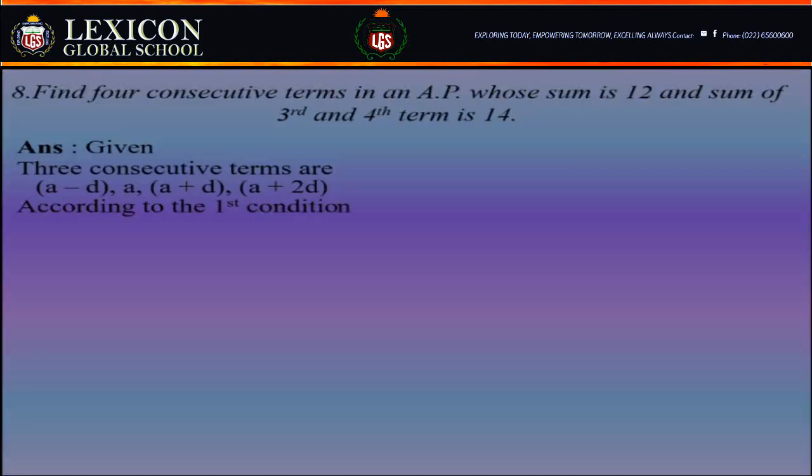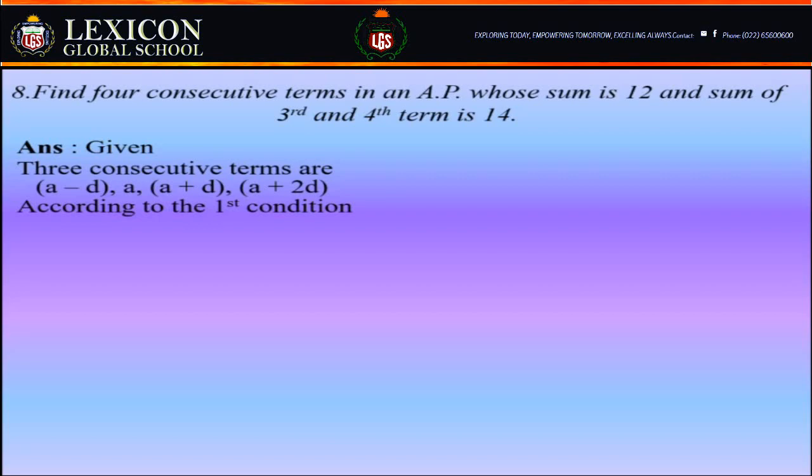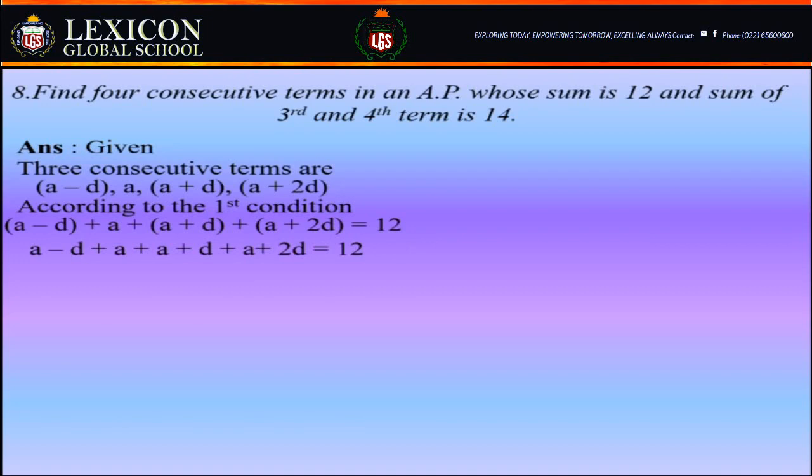So, according to the first condition, 4 consecutive terms whose sum is 12. So, we are going to add all the 4 terms. That means a minus d plus a plus d plus a plus 2d is equal to 12. Removing the brackets, we get a minus d plus a plus a plus d plus a plus 2d is equal to 12.